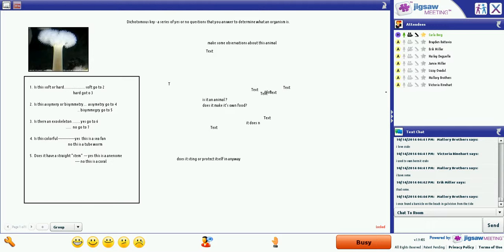Go ahead and answer this poll. Does this animal show asymmetry or bisymmetry? What do you think? We're on question number 2. Is this animal showing asymmetry or bisymmetry?